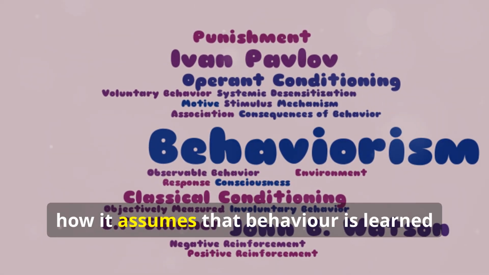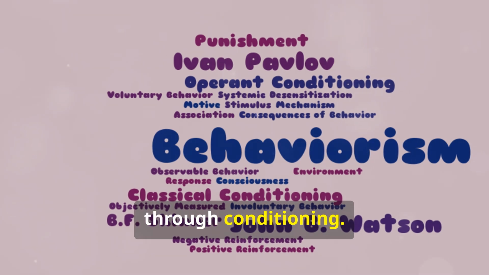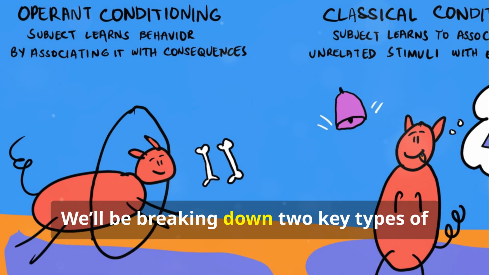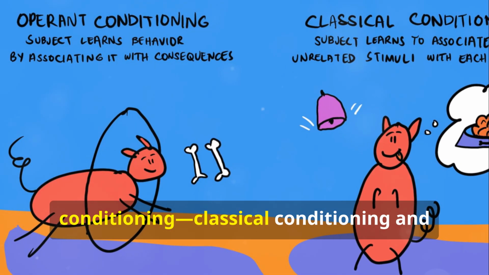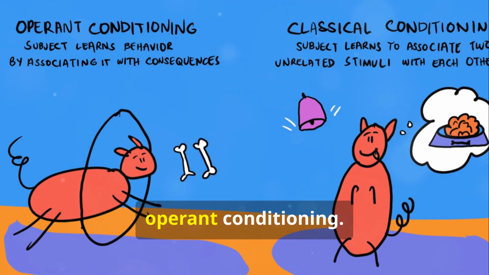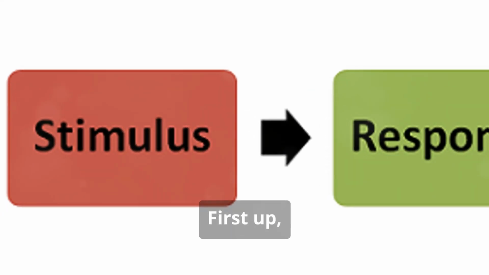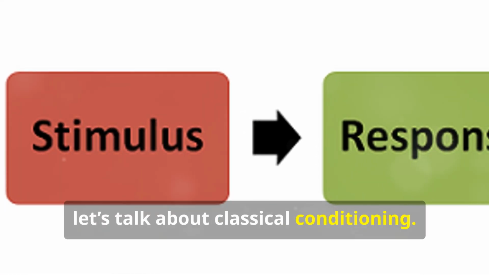In this video, we're going to be talking about the behaviourist approach in psychology, and more specifically, how it assumes that behaviour is learned through conditioning. We'll be breaking down two key types of conditioning: classical conditioning and operant conditioning. First up, let's talk about classical conditioning.